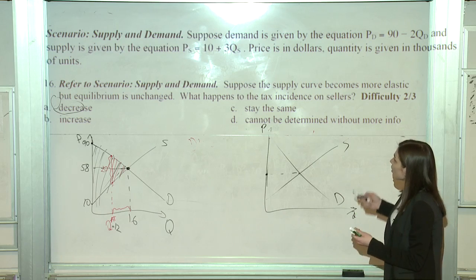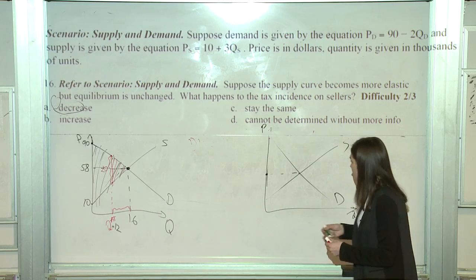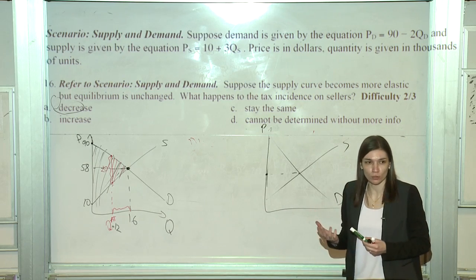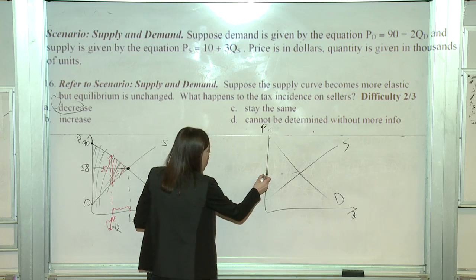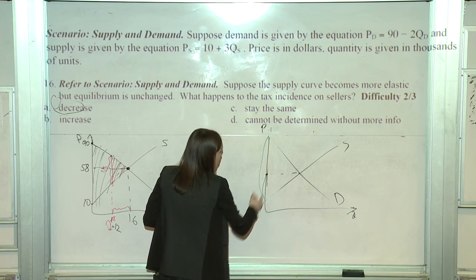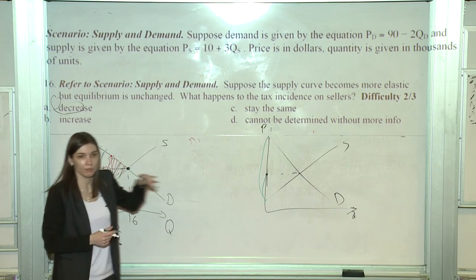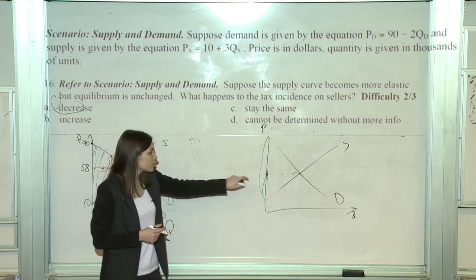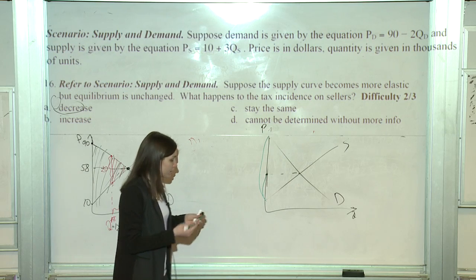We're asked about what happens to the tax incidence on sellers, right? And we said that tax incidence on sellers, this is the proportion of the tax that sellers are going to pay, is always going to be the ratio of this distance to that distance. So the question is, as the supply curve becomes more elastic but the equilibrium stays the same, is this ratio going to be higher, lower, or the same? Let's just draw it and see what happens.